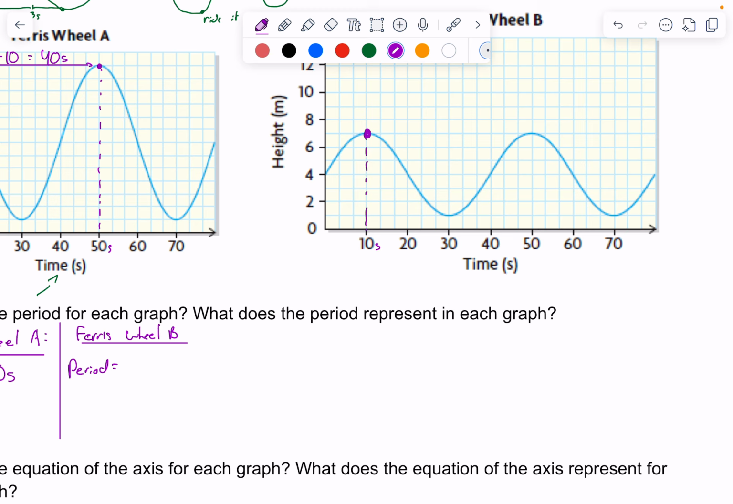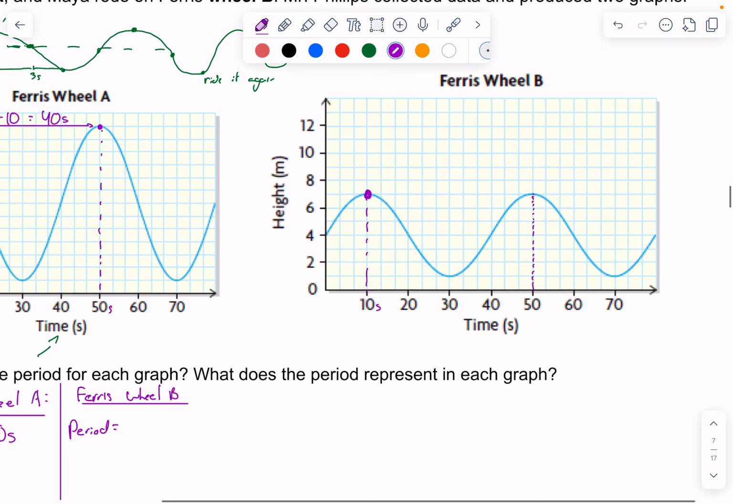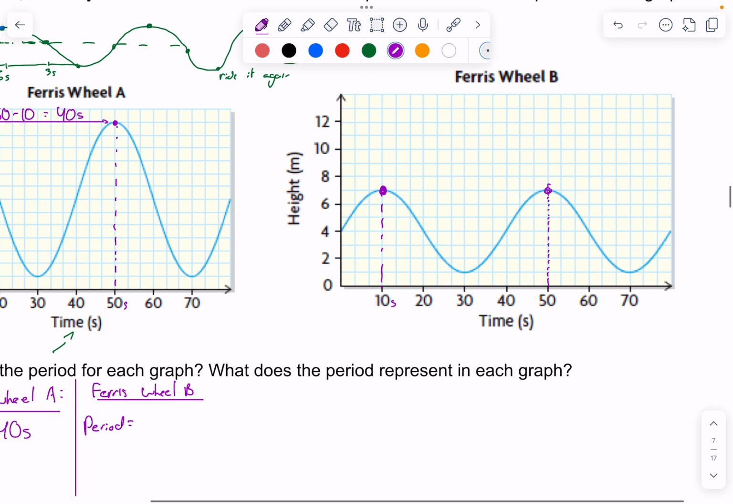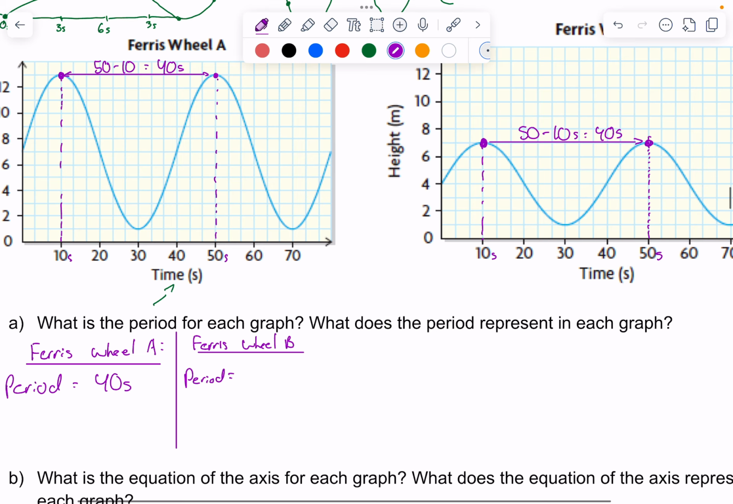And when you're looking at period, you're looking at the x-axis, right? Because you're asking that question, how long does it take? So how long is a time value? And you reach the next peak at 50 seconds. Oh, perfect. So once again, it is 50 minus 10, giving you 40 seconds. So actually, both Ferris wheels have the same period.